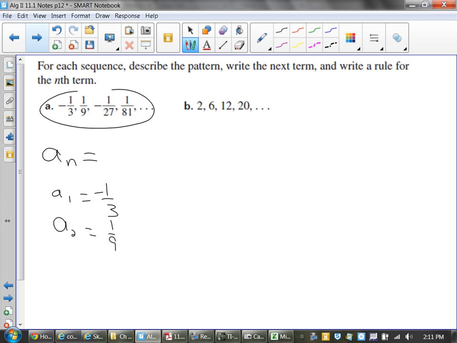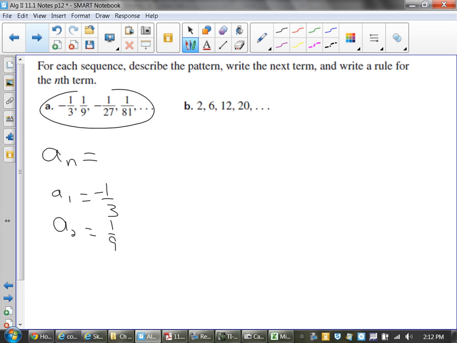I have to look at the values: negative 1/3, the next one is 1/9, the next one is negative 1/27, the next one is 1/81. I need to figure out what the pattern is here. It's multiplying by negative 1/3. Very good. The reason it's multiplying by a negative is that you see how the signs are alternating? Negative times a negative gives you a positive, negative times positive gives you a negative, and so on.